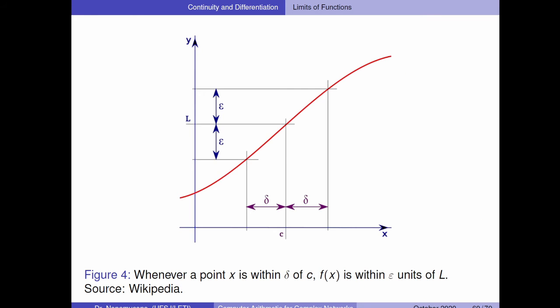Graphically, it is perhaps easier to understand. If you get a number x close to c by a difference of delta, and you apply the function here, you are going to get L, with a difference of epsilon. But the limit says that you can decrease epsilon, and you are going to find delta as small as possible for this function.